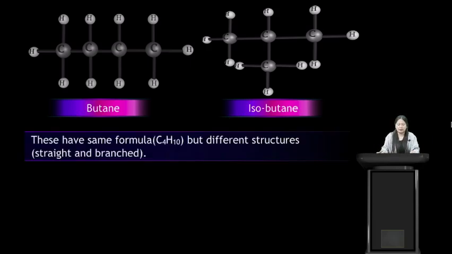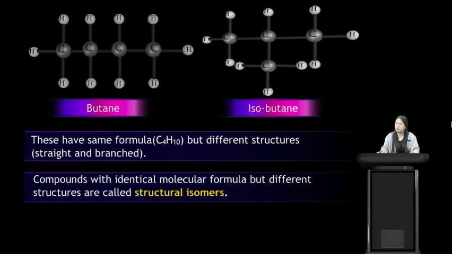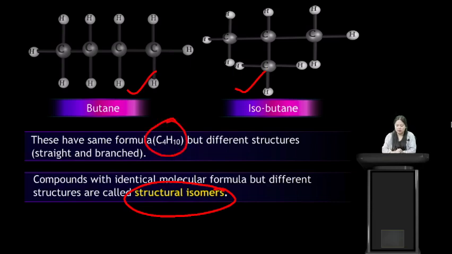So these have the same formula, that is C4H10, but different structures, that is, one is straight and the other is branch. So compounds with identical molecular formula but different structures are called structural isomers. Remember these terms, students, structural isomers. What are structural isomers? Compounds with identical molecular formula but different structures are called structural isomers. Both of these have the same formula, that is C4H10, but the arrangement of their atoms is different. Yes, students, they have different structures. So such compounds are called structural isomers.